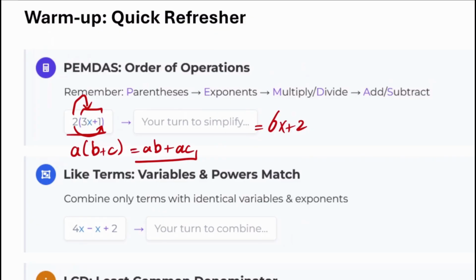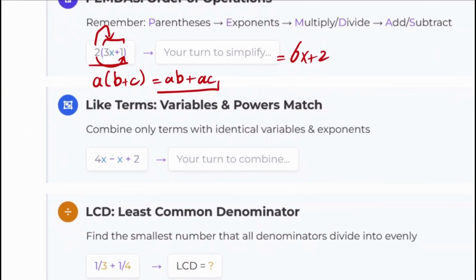The next thing we have to know is again about like terms and unlike terms. At this point, as you can see, I have 4x minus x plus 2, and the question asks how I can simplify it.